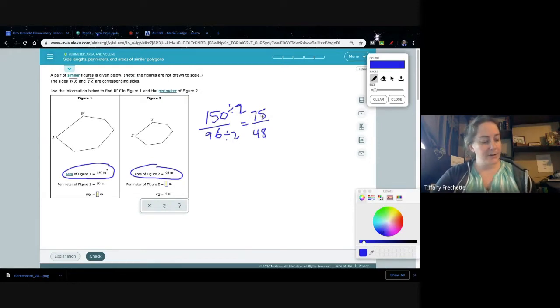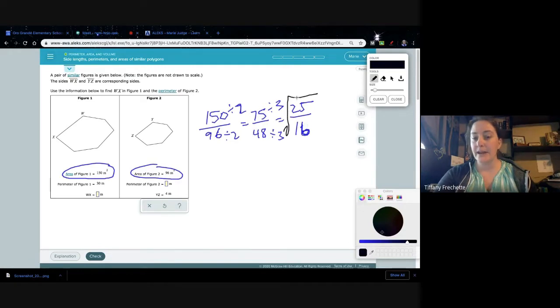Let's see, can we divide by 3? We can divide by 3. So let's divide by 3, divide by 3. So I get 25, and 48 divided by 3, I get 16. Now all of a sudden this looks a little more manageable. The main reason is I need to take the square root of this whole thing in order to be able to compare it to just length.